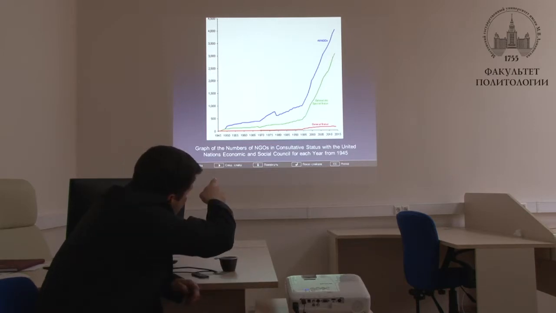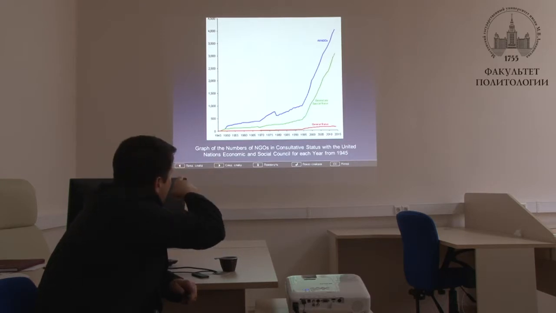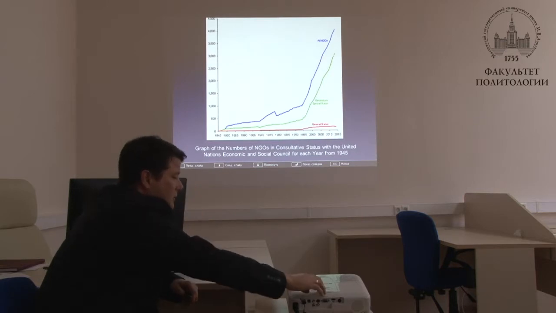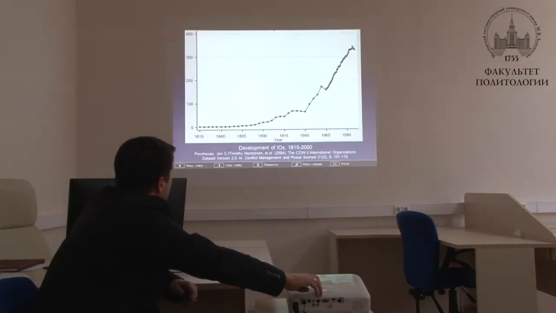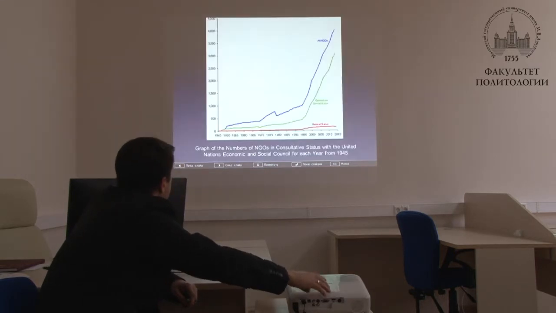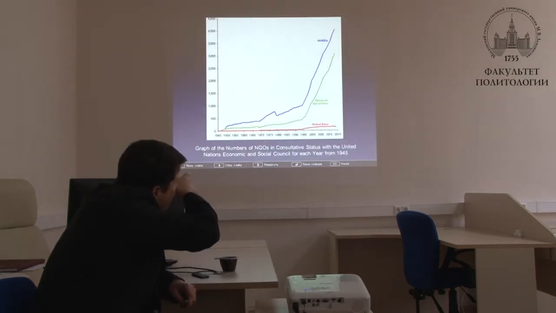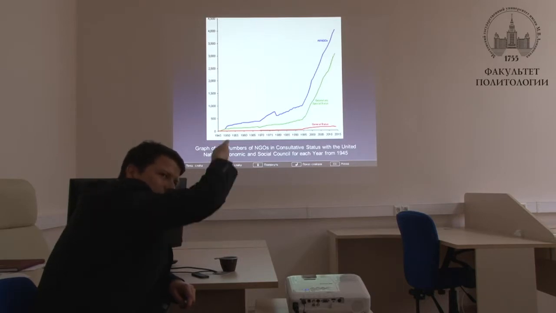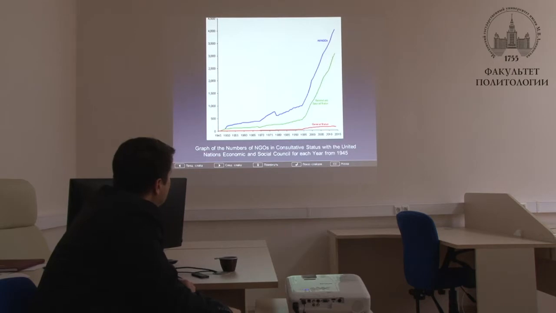And we see that the acceleration starts in the 1990s. Not, as I've said, for international governmental organizations. You can see their rise after the Second World War. Here the rise started in particular from the 1990s, 1995. Then the rise of NGOs really peaks.